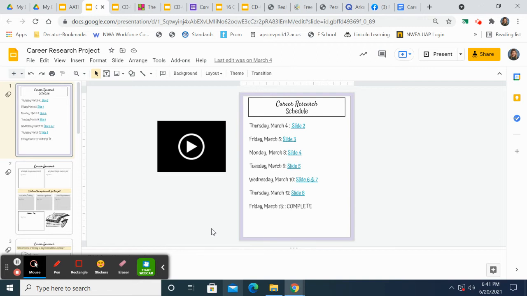It's also a great way to be incorporating that literacy piece into my classroom, because I'm having students write complete sentences based on research that they have completed. Now, like the digital interactive notebook, I have a schedule listed on slide 1, and then I have all of the slides linked so they know exactly if they come into class on Tuesday, March 9th, they need to go here and go to slide 5.